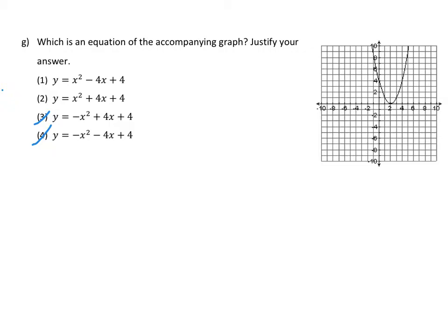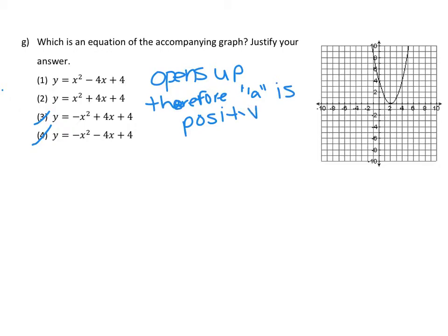So I'm just going to jot that down. Opens up. Therefore, a is positive. So that's one of my justifications here. So what I want to do, I want to look at the axis of symmetry. Well, the axis of symmetry should be x equals 2. So now I only have two choices left.